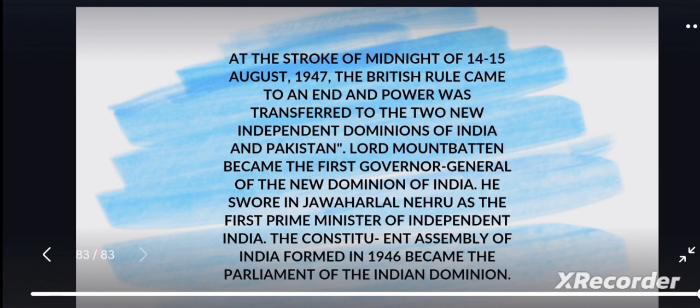At the stroke of midnight, 15 August 1947, the British rule came to an end and power was transferred to the two new independent dominions of India and Pakistan. Lord Mountbatten became the first Governor-General of the new dominion of India. He swore in Jawaharlal Nehru as the first Prime Minister of independent India. The Constituent Assembly of India formed in 1946 became the Parliament of the Indian Dominion. Thank you.